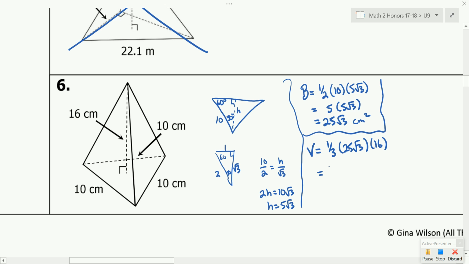You guys can see my answer up here. So the exact answer is 400 root 3 over 3 cubic centimeters. And if we approximate that, we get 230.9.